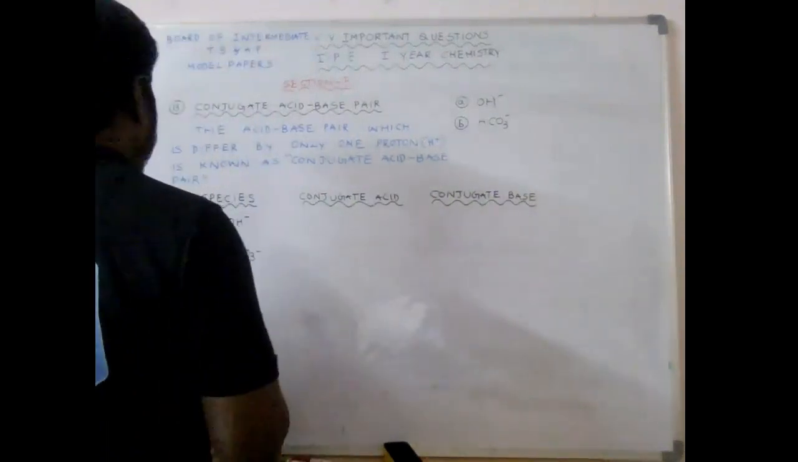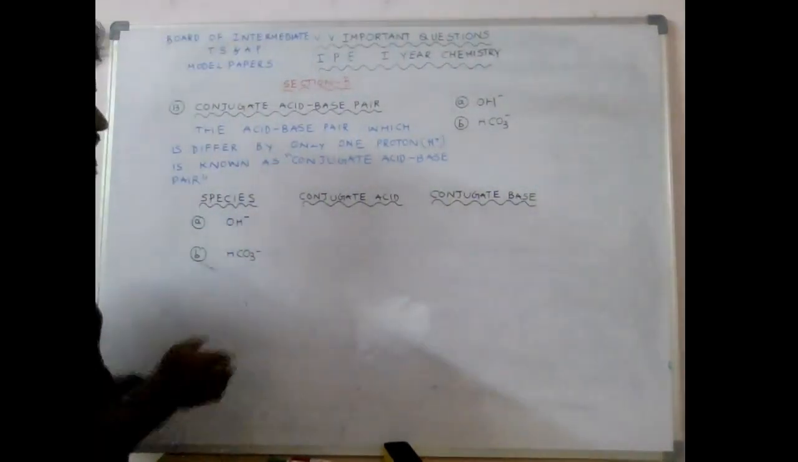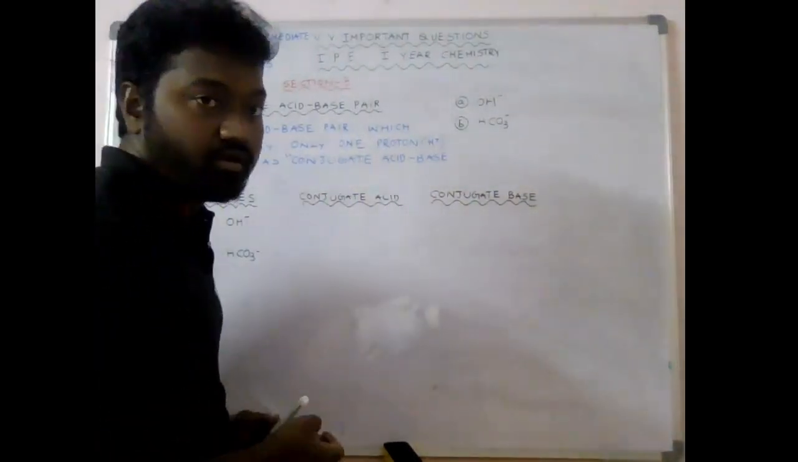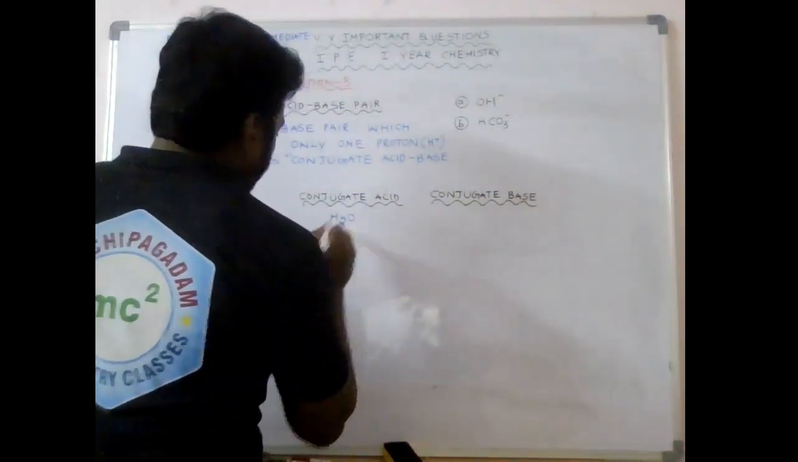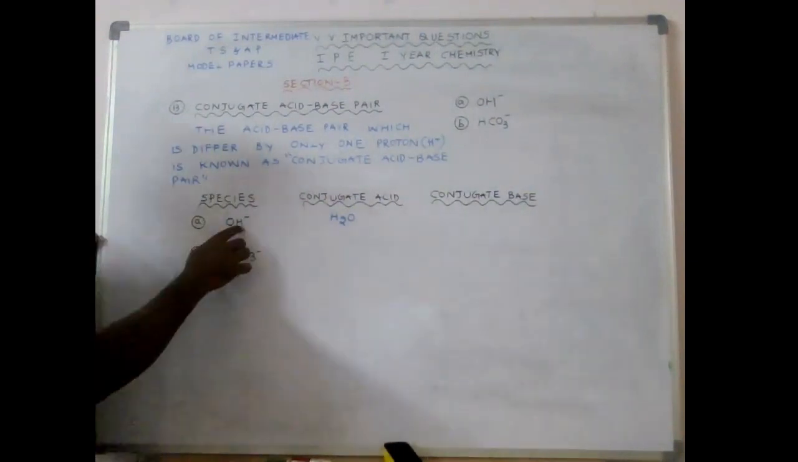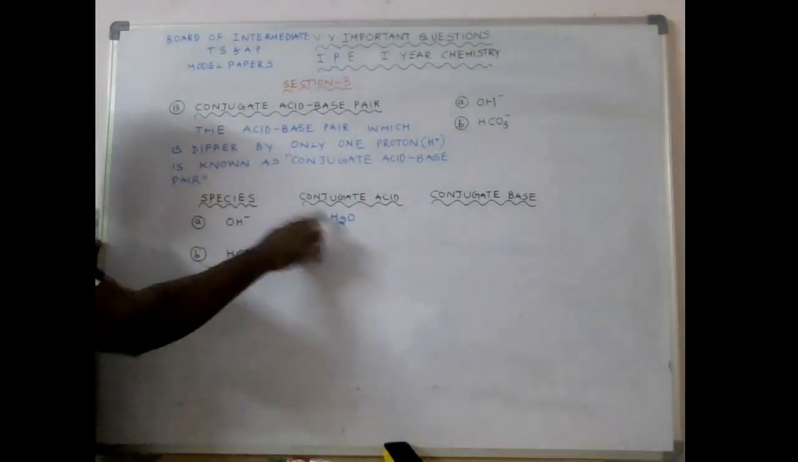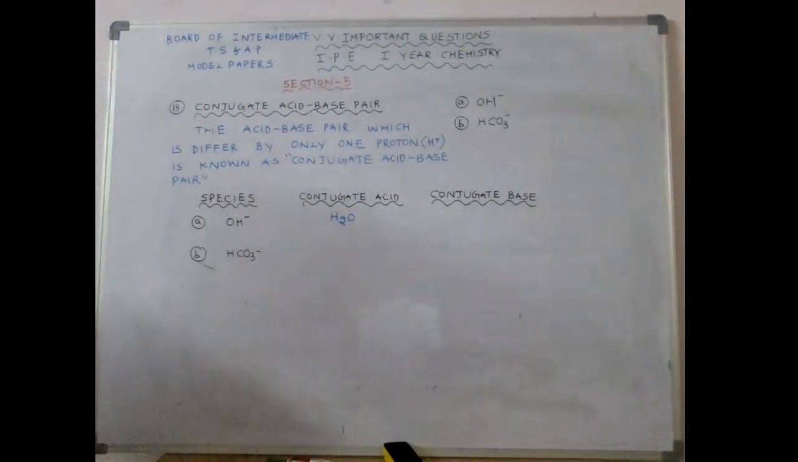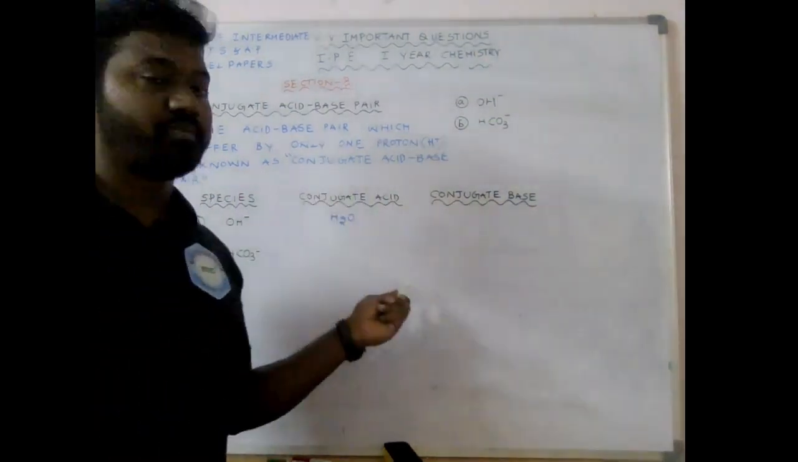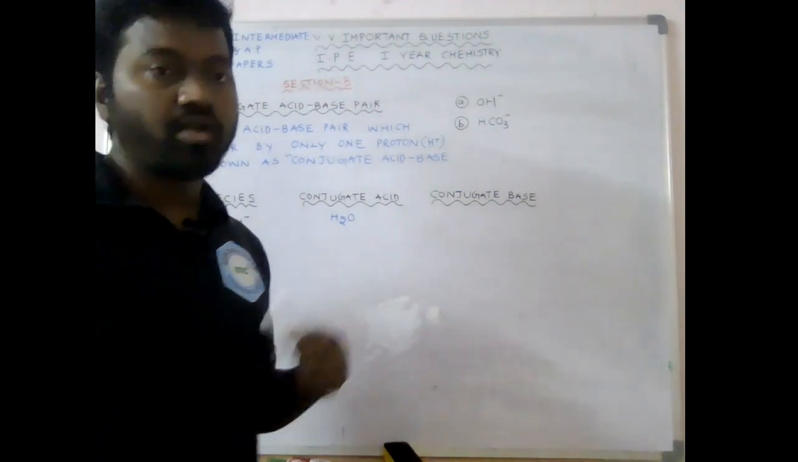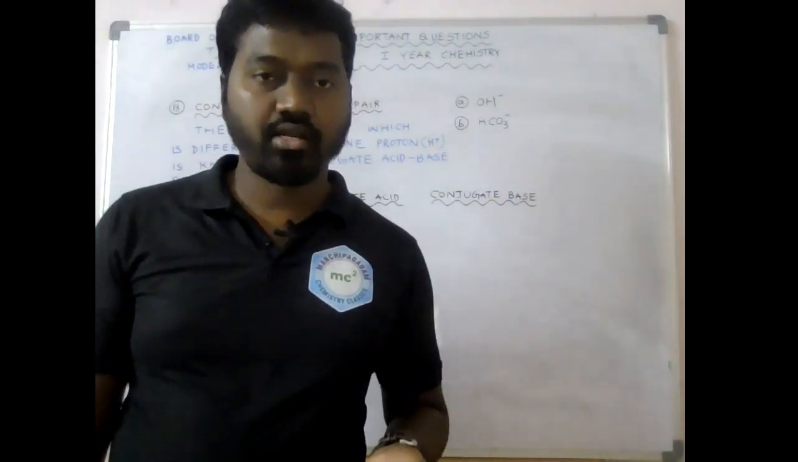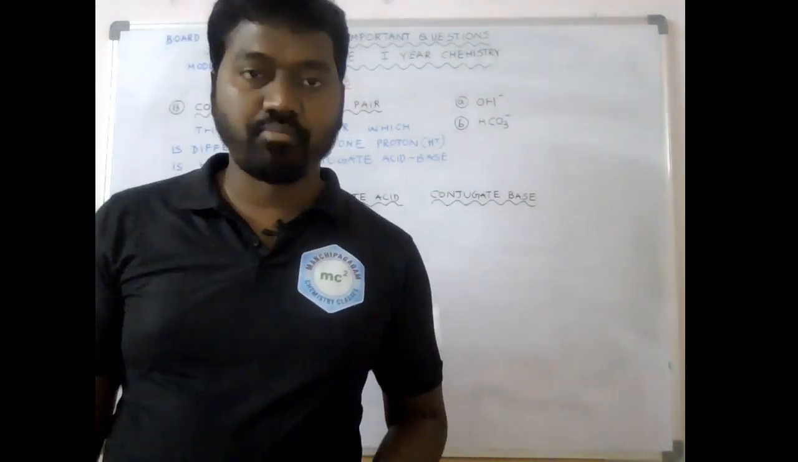Try to answer. We have to add 1 H plus, so plus and minus will get cancelled. Right? 2 H are there, it will become H2O. What is the difference here? The difference is only 1 H plus, correct? But why are we calling that an acid? According to Bronsted acid base theory, a proton donor is an acid, and a proton acceptor is a base.